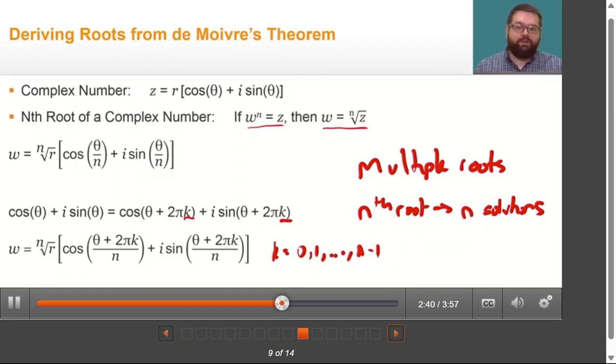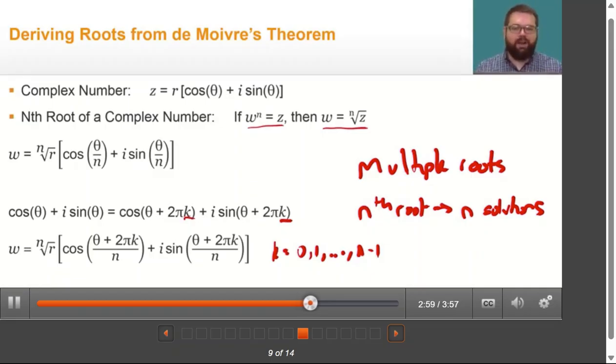For those values, this expression reveals locations of unique roots. Once k reaches or exceeds n, these same locations are repeated and do not need to be listed. Thus, we can stop once k reaches the value of n minus 1.